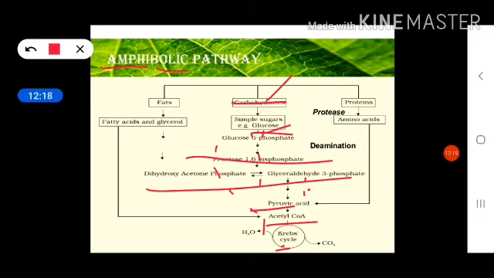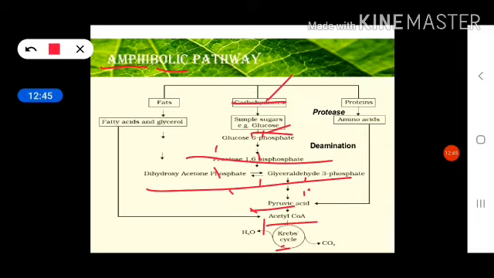RQ, or the respiratory quotient, is a ratio between CO2 and O2, and you know during respiration CO2 is released and oxygen is consumed. So you have to write the volume of CO2 evolved during respiration, upon, in the denominator, you have to write the volume of oxygen consumed. Okay, so in this way this ratio is known as respiratory quotient.